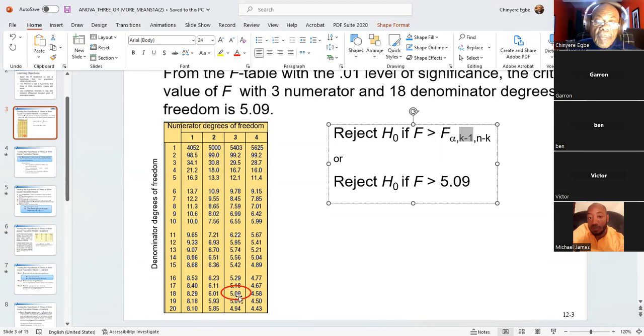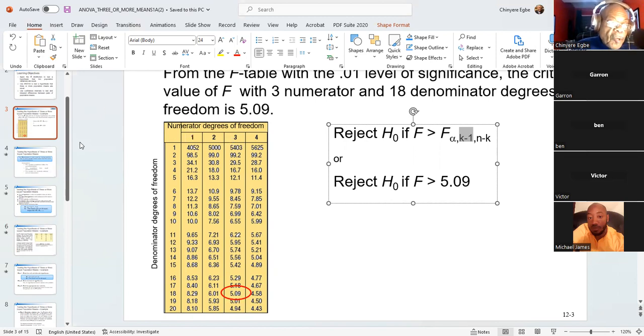So we read off the critical value, which will be 5.09. Okay, and of course, you choose the level of significance. Professor, can you say that one more time? From the 3 degrees numerator and the 18.